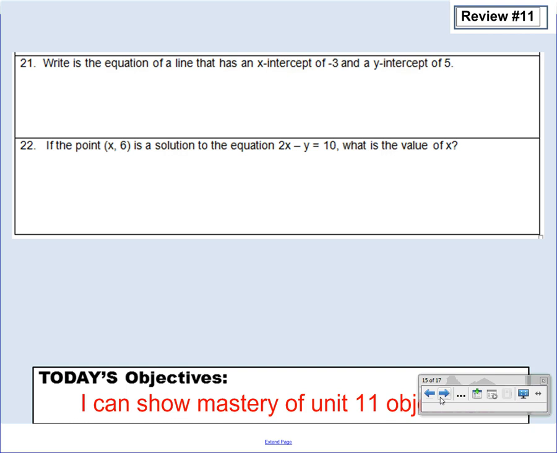Number 21, we're going to write the equation of a line that has an x-intercept of -3 and a y-intercept of +5. So x-intercept of -3, I can write this as (-3, 0). Y-intercept of +5, we can write as (0, 5). Now this problem becomes, I have 2 points and I want to find the equation of a line between those 2 points. So I can use my L1 and L2. My x's go in L1, y goes in L2. It's -3, 0, 0, 5.